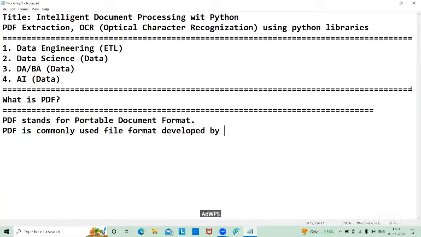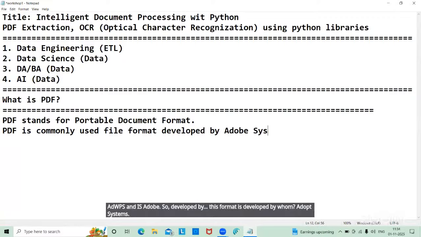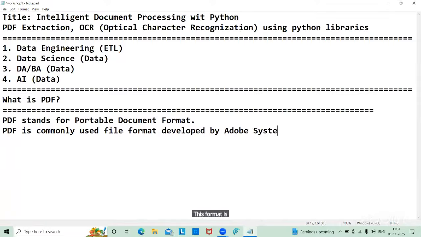Yes, Adobe. So this format is developed by whom? Adobe Systems. This format is developed by Adobe Systems. So PDF is a commonly used file format developed by Adobe Systems, right?